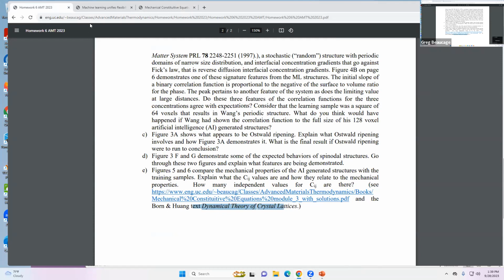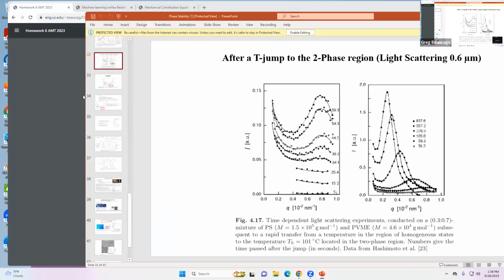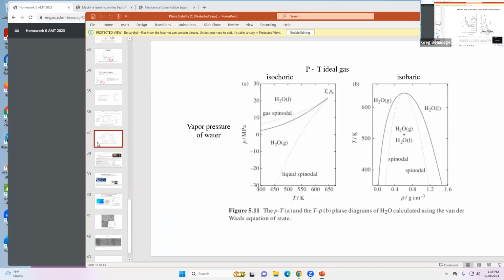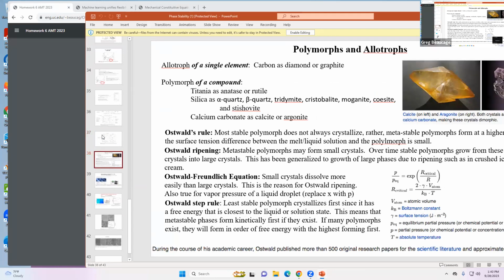Let's see. Let's see what else. So there's something else in here, I think. Polymorphs.